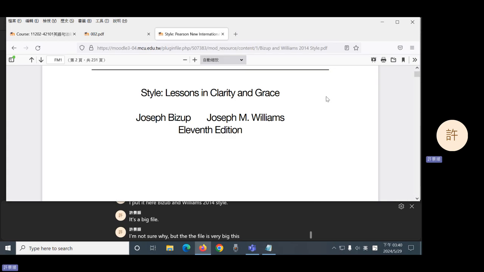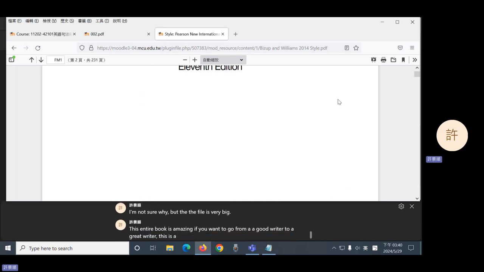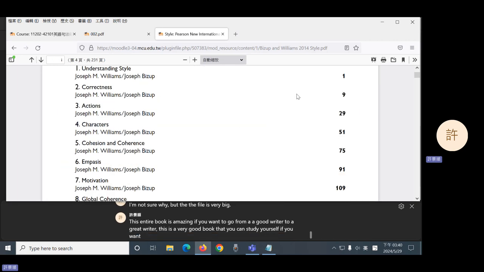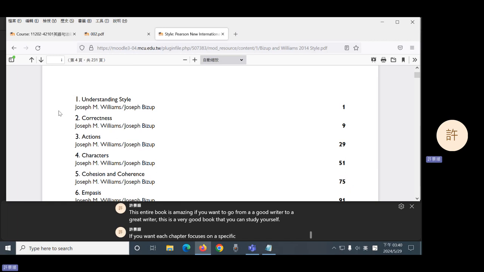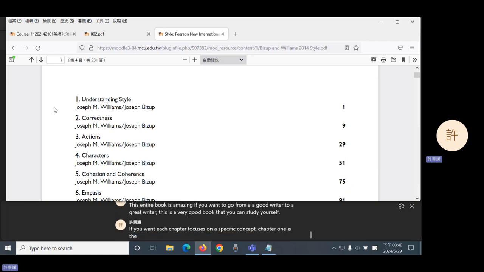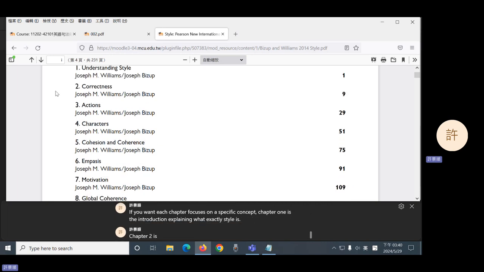This entire book is amazing. If you want to go from a good writer to a great writer, this is a very good book that you can study yourself if you want. Each chapter focuses on a specific concept. Chapter one is the introduction, explaining what exactly style is. Chapter two is about the importance of being correct, basically grammar and accuracy, which is what our course is about. And then beginning in chapter three, there are ways to improve your writing.